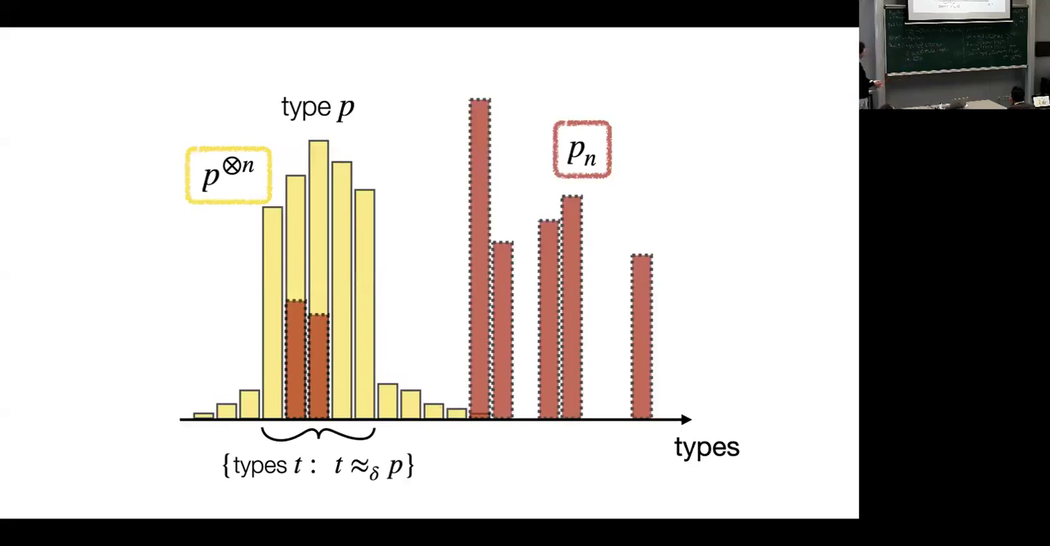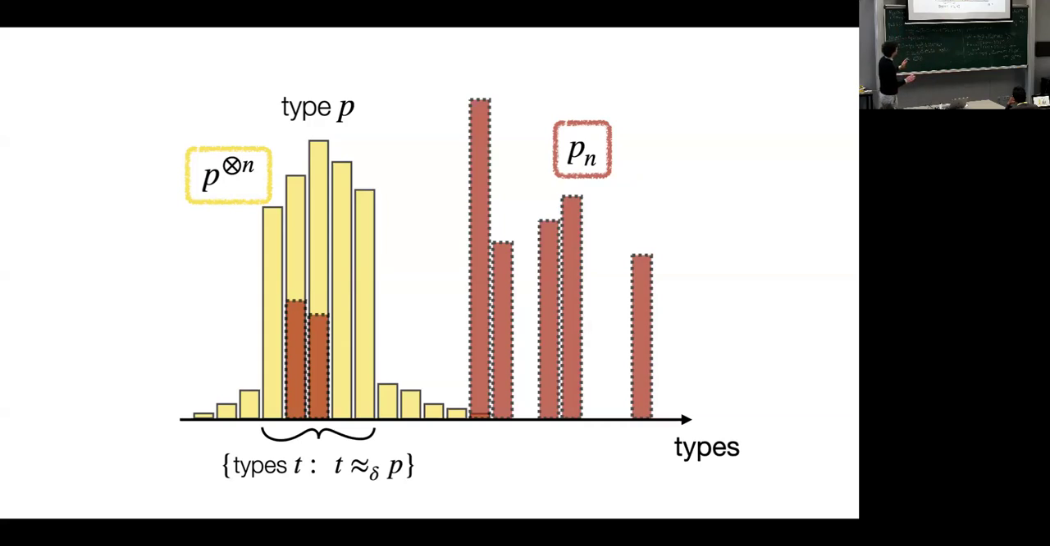Okay, so that's a pictorial drawing, I guess. You see the yellow thing is P tensor n represented in type space. On the x-axis there are the types. So for example, if your alphabet is binary, this would be a number between 0 and n, the number of ones in the sequence. If the alphabet is not binary, you will have a larger space, but still. Then P tensor n will be concentrated around type P. See, all of the weight of types are close to P.